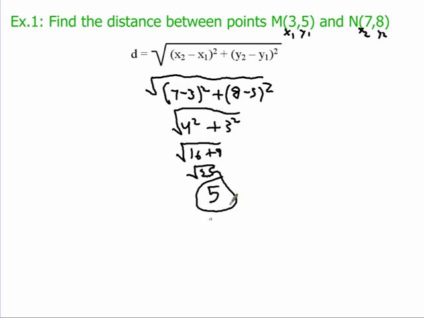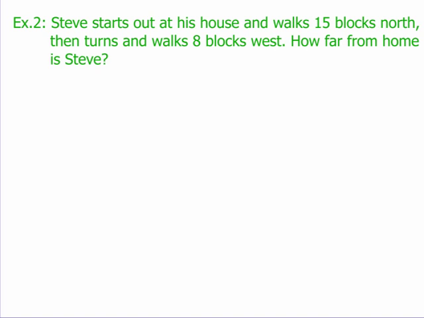All right, so that's all we did. Took our points, plugged them into the distance formula. You could have done this the other way around and done 3 minus 7 and 5 minus 8. Wouldn't really make a difference. You would still end up with an answer of 5. So let's take a look at a word problem that uses the distance formula.